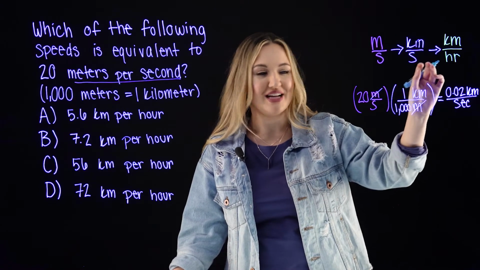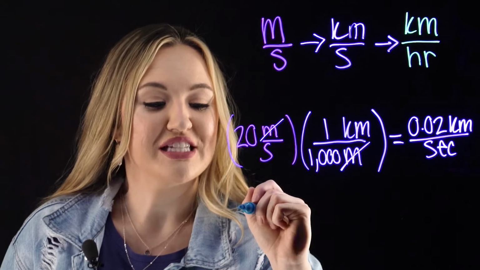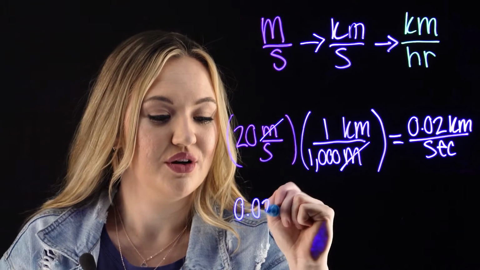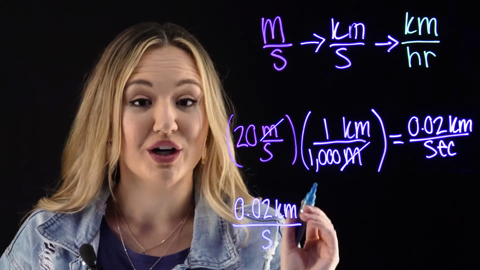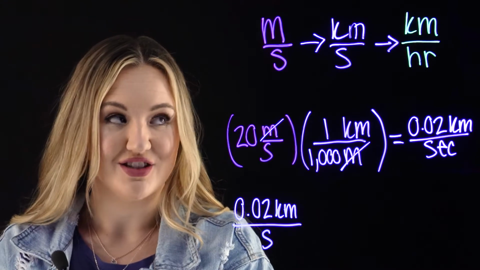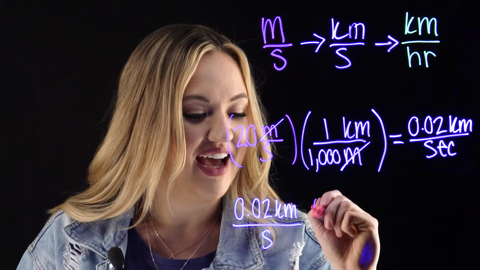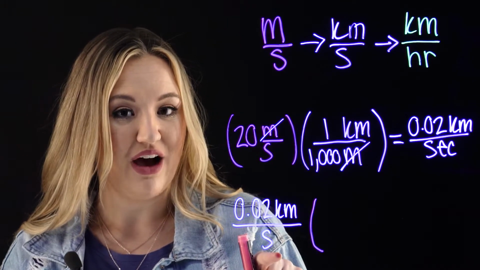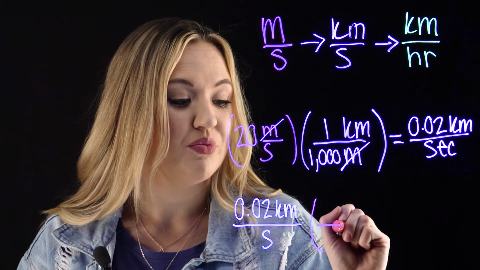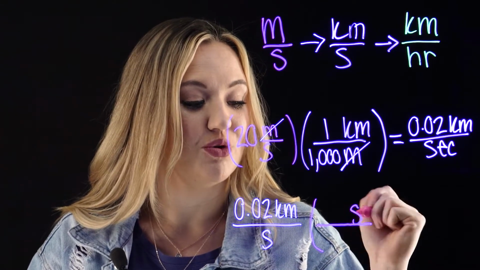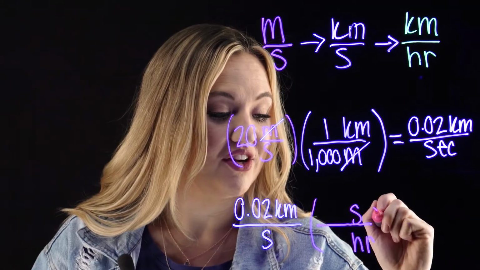So now we have our intermediate step of kilometers per second, and we have one final conversion from kilometers per second to kilometers per hour. So let's do that. Same process. So we have 0.02 kilometers per second. I'll just write S for that. And we're going to multiply by a conversion factor that has seconds canceled out. Now be careful here. Since seconds is in the denominator here, we want to multiply by a factor that has seconds in the numerator. And we're trying to get to hours, so we want hours in the denominator.